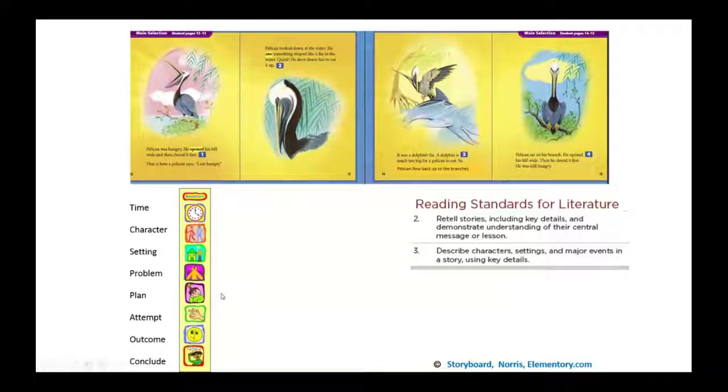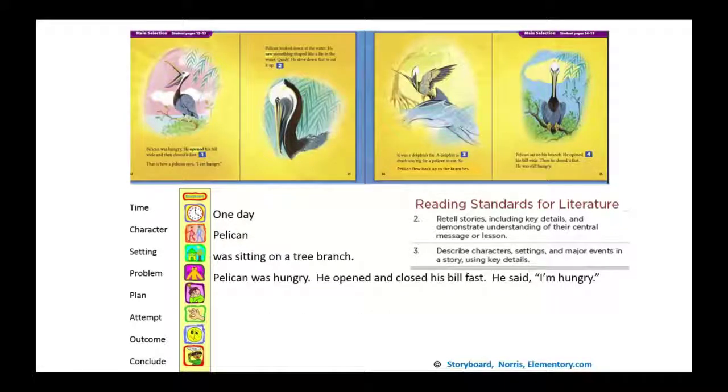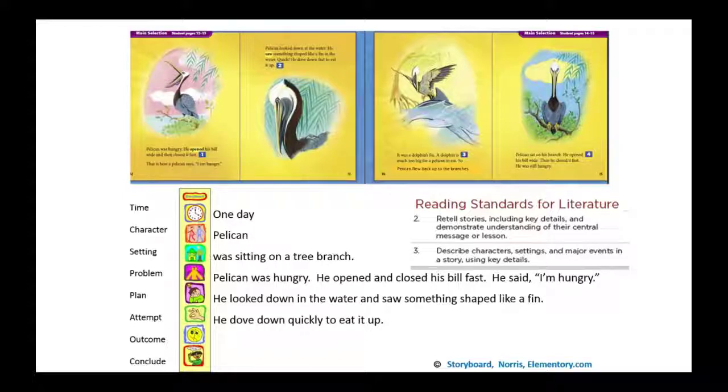And so we can pull out our storyboard as part of our lesson. One day, the pelican was sitting on a tree branch. He was hungry, opened his bill and closed it fast. I'm hungry, etc. Plan, he looked down the water, saw the thing. Attempt, he dove. And the consequence, but it was too big because it was a dolphin fin. And then you repeat the next episode until you conclude the story.